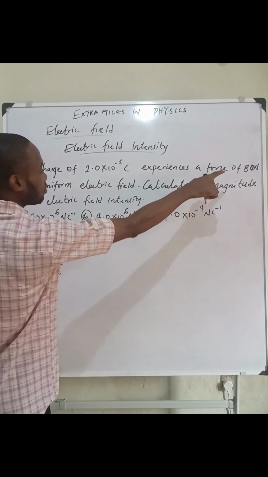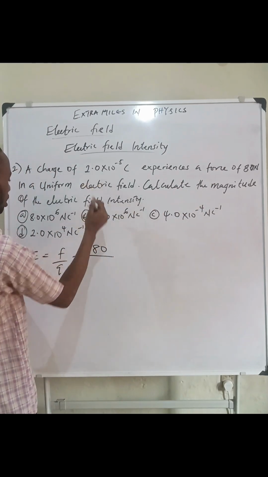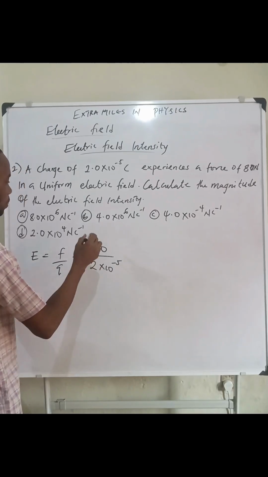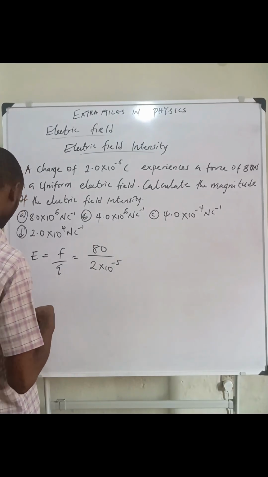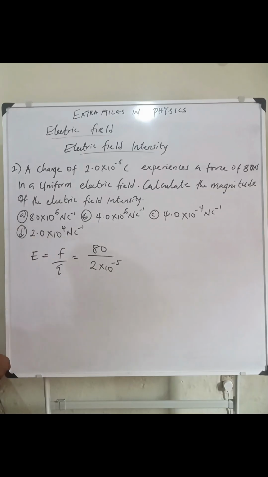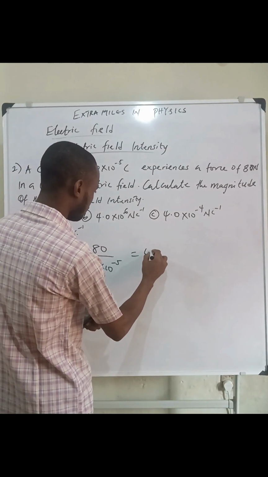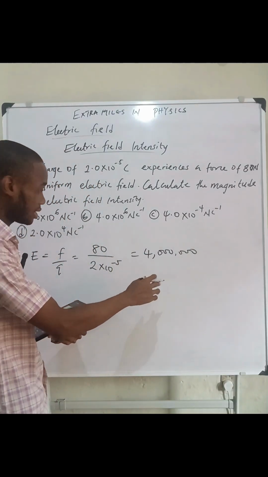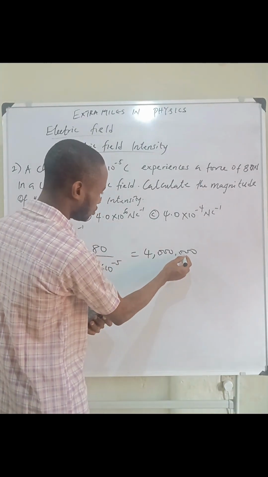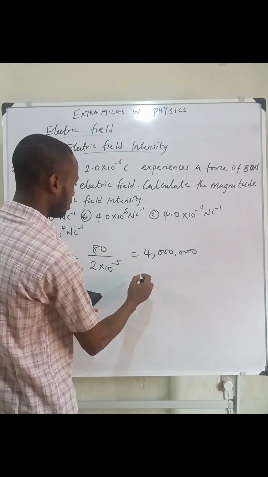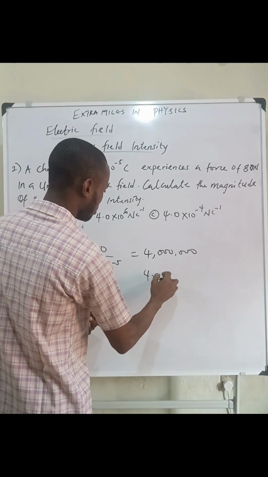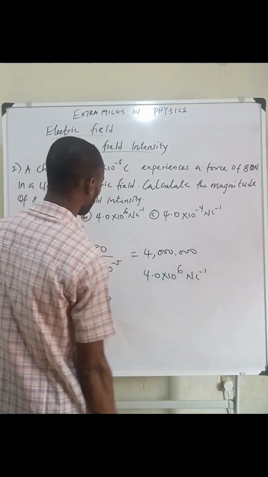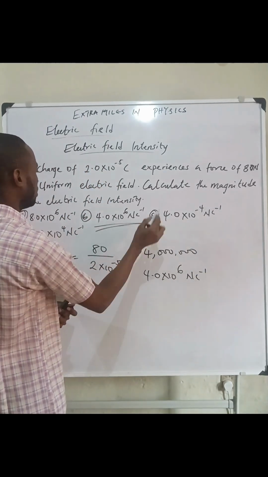I believe this one is simple. Just have 80 Newton force divided by our charge, which is 2 times 10 raised to power minus 5. When we divide this, what are we having? Let's do that with our calculator. We are having 4 million. When we convert this to standard form, we should be having 1, 2, 3, 4, 5, 6. That should be 4.0 times 10 raised to power 6 Newton per coulomb. And that is B.